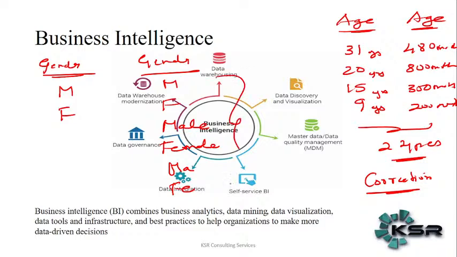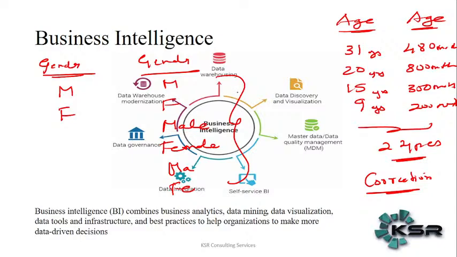Tell me one thing, is this six type of changes required? With only one M and F, I can judge whether it's a male or female, so why do I need this type of variety? Why do I need this type of values? So definitely this also needs correction.